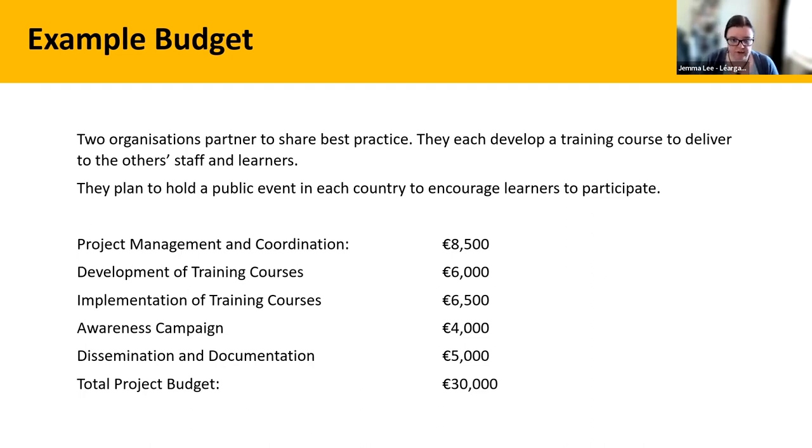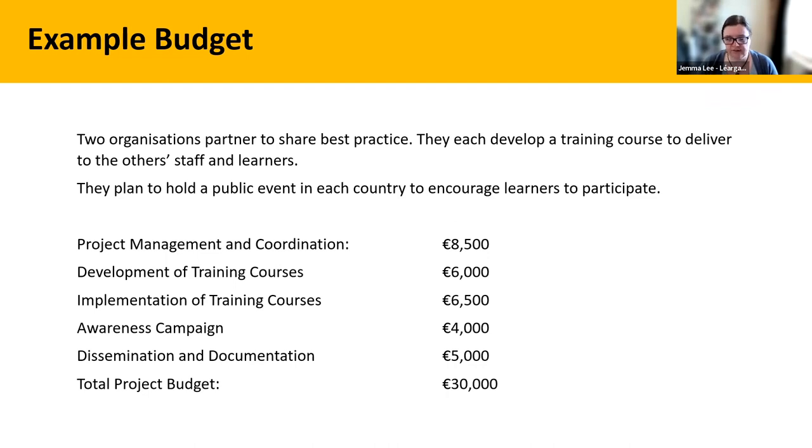And at the end of that, they're going to hold a public event in each country to encourage even more learners to participate in the programs. So, nice and straightforward, two organizations just coming together to learn and share together. They've put in some budget for their project management costs. They've put in some budget for the development of those training courses and then the implementation of them in the two different countries. They're going to have their awareness campaign.